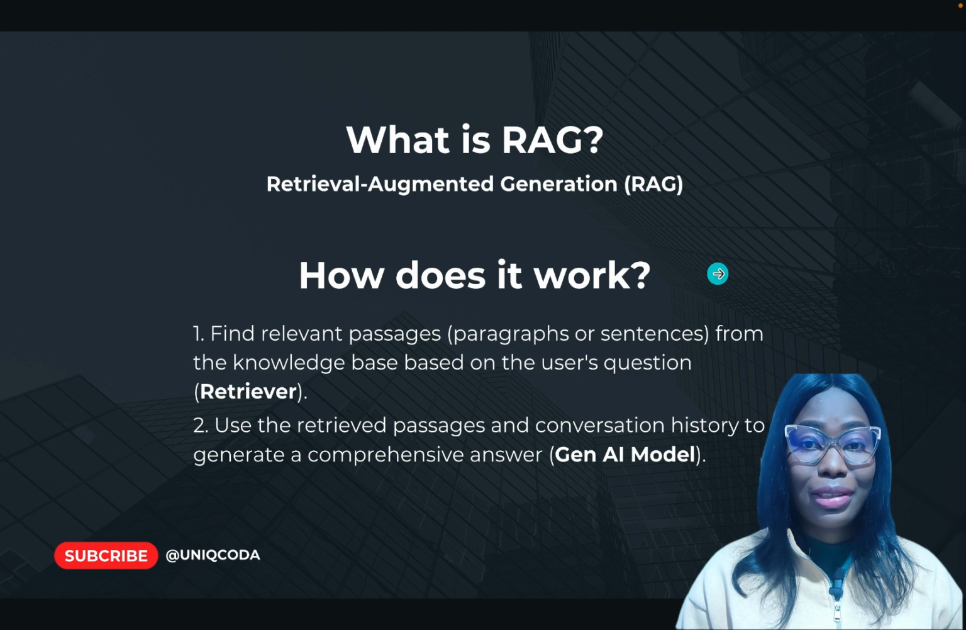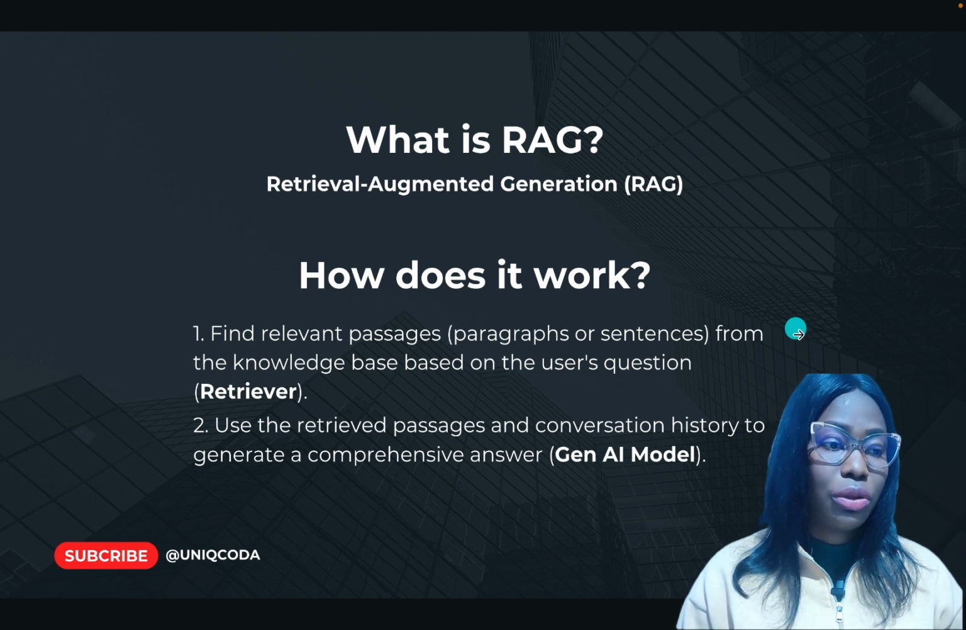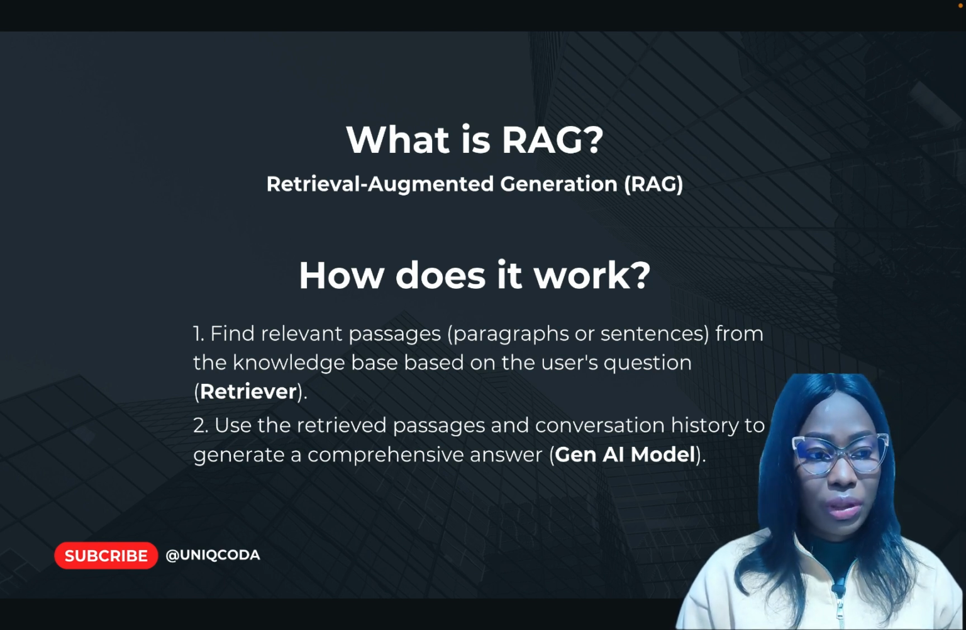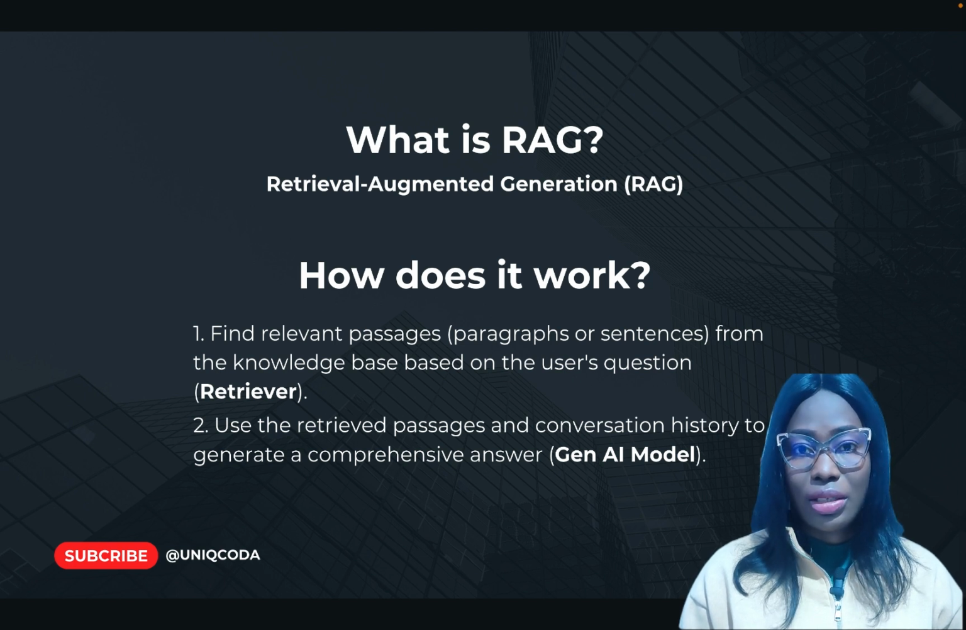So how does this RAG chatbot work? The first thing it does is to find relevant passages or paragraphs or sentences from the knowledge base based on the user's question, and that is the retrieval part. Then it uses the retrieved passages and conversation history to generate a comprehensive answer. And what does the conversation history have to do here?